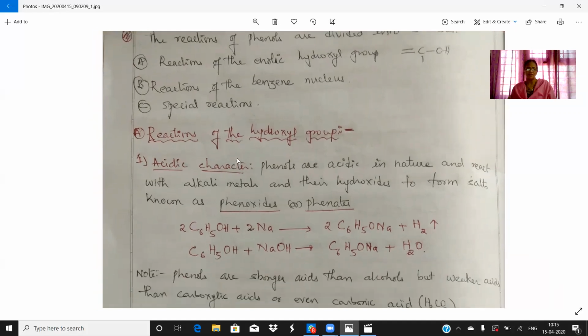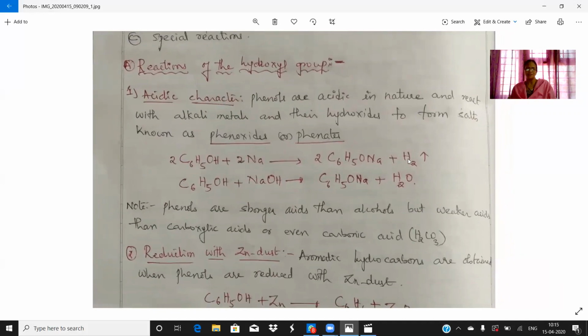Now let us see first type of reactions. Reactions of the hydroxyl group. There, the first one is acidic character. Phenols are acidic in nature, whereas alcohols are not. So the acidic nature of phenols, we can explain with the help of this reaction. Phenols react with either alkali metals or alkalis or hydroxides to form the salt of phenol. That indicates their acidic nature.